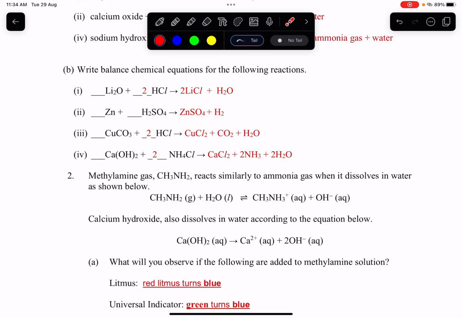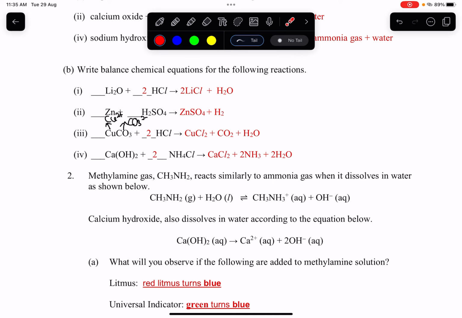Part 3. You have copper 2 carbonate. How do I know it's copper 2 and not copper 1? Because it has to balance out the charge. I have CO3 2 minus and Cu2 plus. Plus HCl is an acid plus carbonate reaction to give me salt, carbon dioxide, and water. The salt formed is copper 2 chloride, so CuCl2. And I get CO2 and H2O. To balance it, I place a 2 in front of HCl.